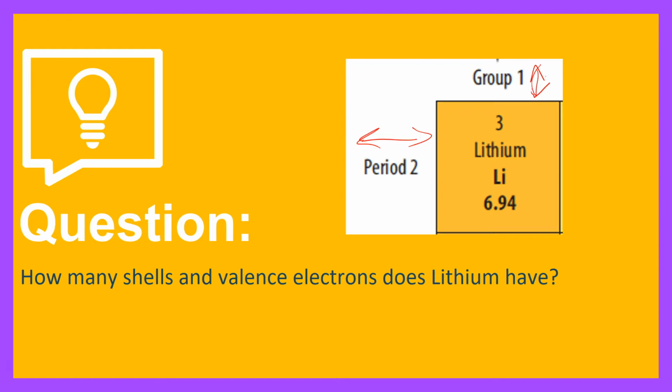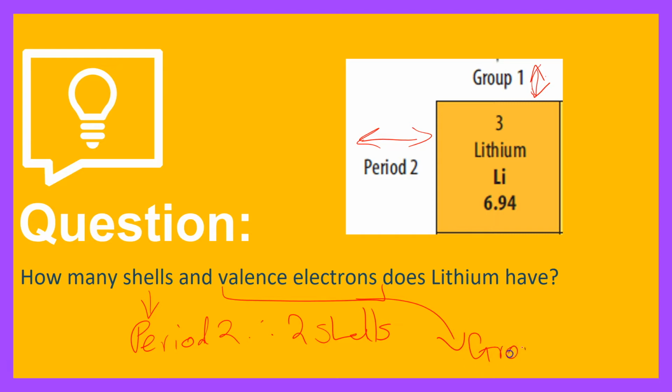Okay, so in terms of how many shells it has, we look at the period. It's in period 2, therefore it has 2 shells. Now, we gave you a nice easy one here for valence electrons. This is group, and it's in group 1, therefore it has 1 valence electron. So that's all you had to do. Lithium has 2 shells, but it only has 1 valence electron.